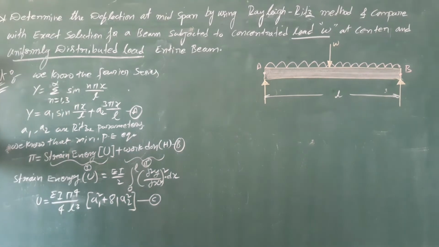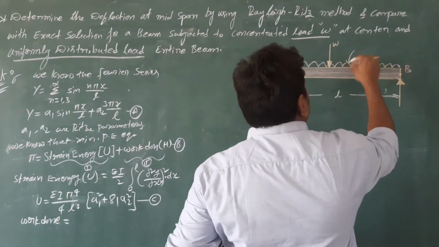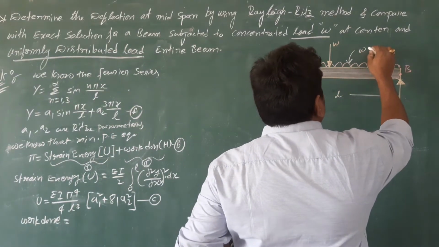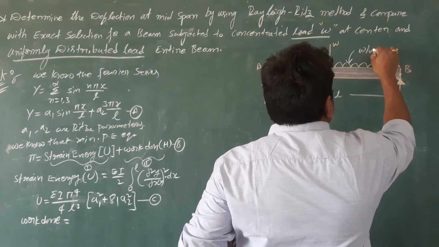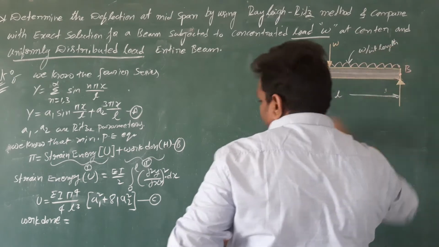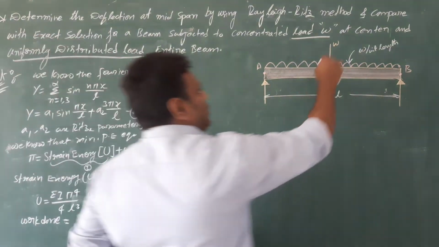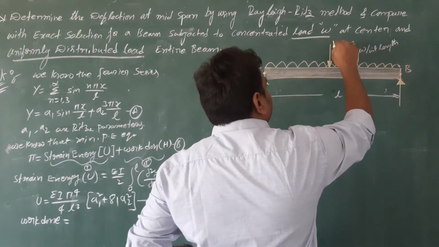You know that work done is equal to, here there are two loads applied. One is a uniformly distributed load, small w per unit length, and the other is a point load, capital W.